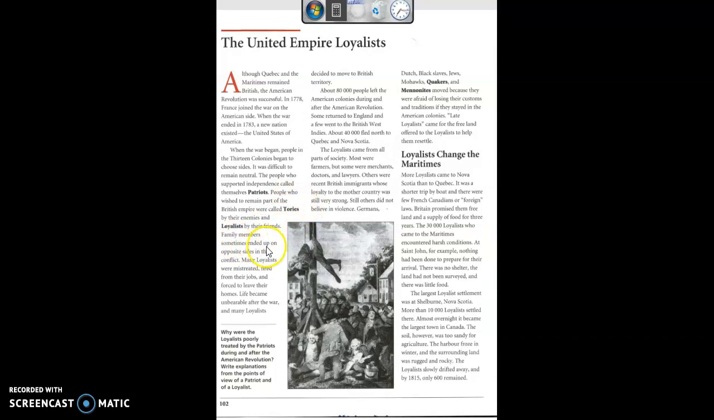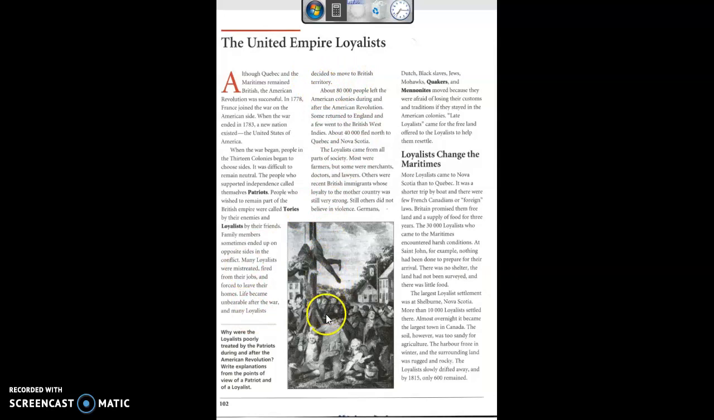Family members sometimes ended up on opposite sides in the conflict. Many loyalists were mistreated, fired from their jobs, and forced to leave their homes. Life became unbearable after the war, and many loyalists decided to move to British territory.